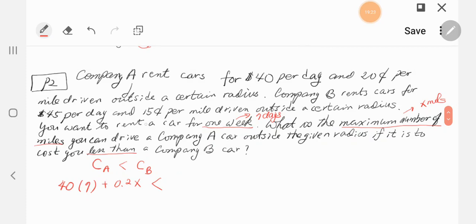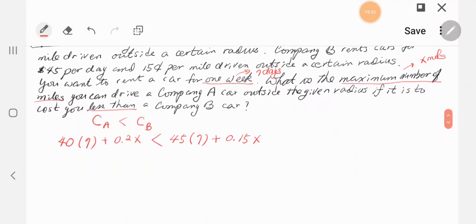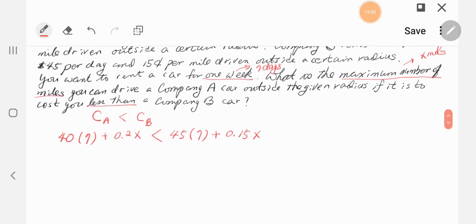Company B will charge $45 per day, and I'm renting for 7 days. And when I drive X miles out of the range, it will charge 15 cents, so $0.15 times X, where X is the number of miles. So this is the amount that comes from the number of miles you drive. So from this, let's find X.